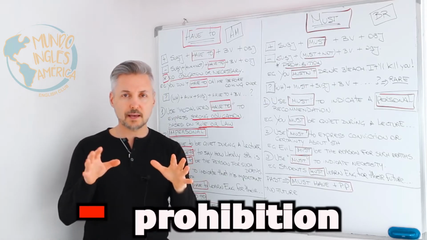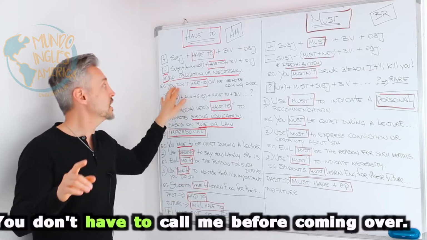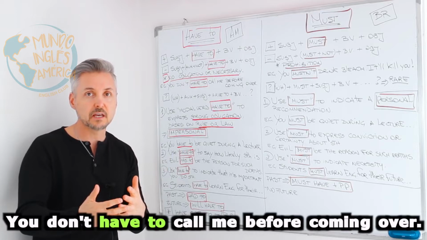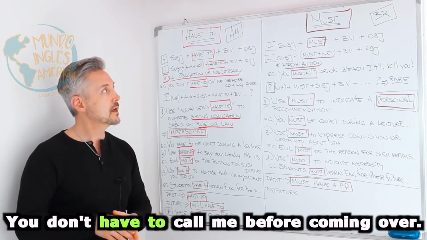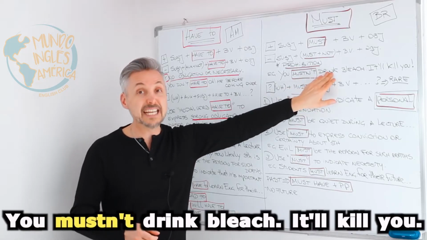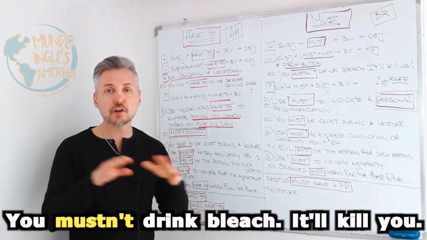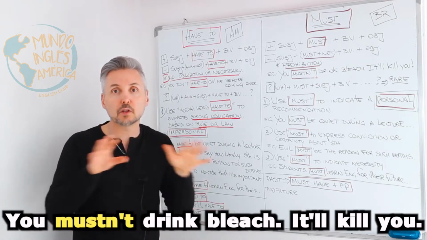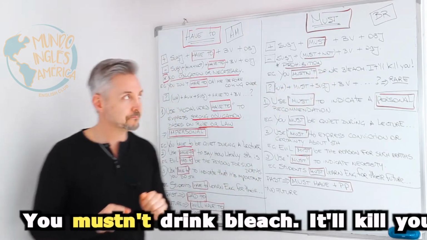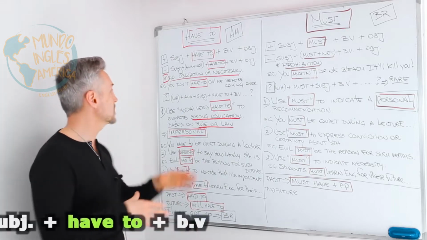I will give you two examples. So the first one with have to. You don't have to call me before coming over. It's not necessary. This is what I'm saying. With must instead, you mustn't drink bleach. It'll kill you. So you cannot, you're not allowed, or it will kill you anyway if you drink bleach. So you mustn't.